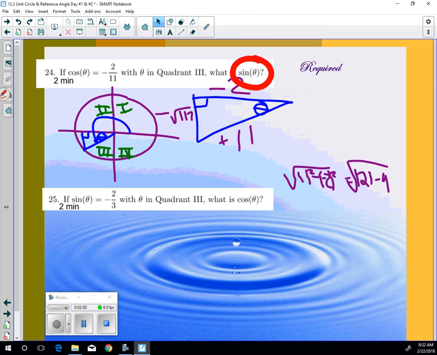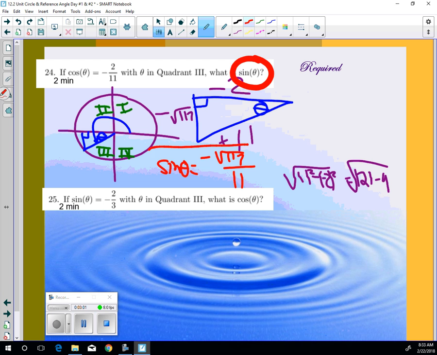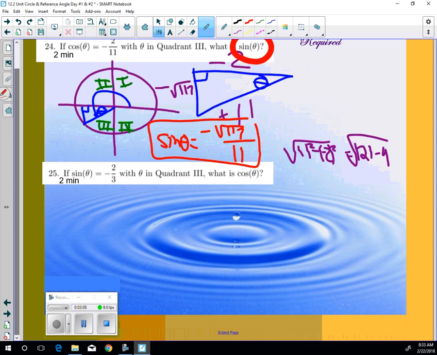And the sine of theta on this triangle is the opposite over the hypotenuse. And there you got it. It can't be that easy, can it? Let's try the next one.